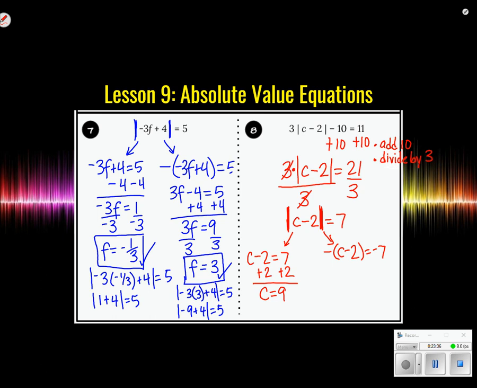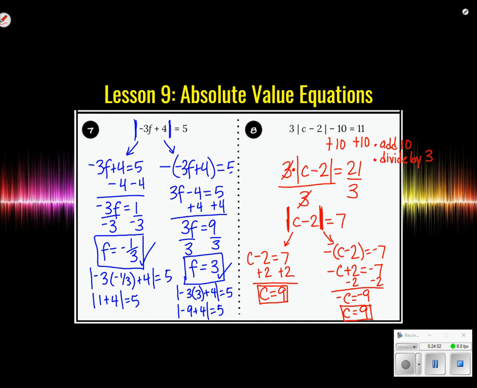I'm going to add 2. C equals 9. I'm going to distribute. I'm going to subtract 2. Negative c equals negative 9, so divide by negative 1, c equals 9. Did I get the same answer? Hang on a second.